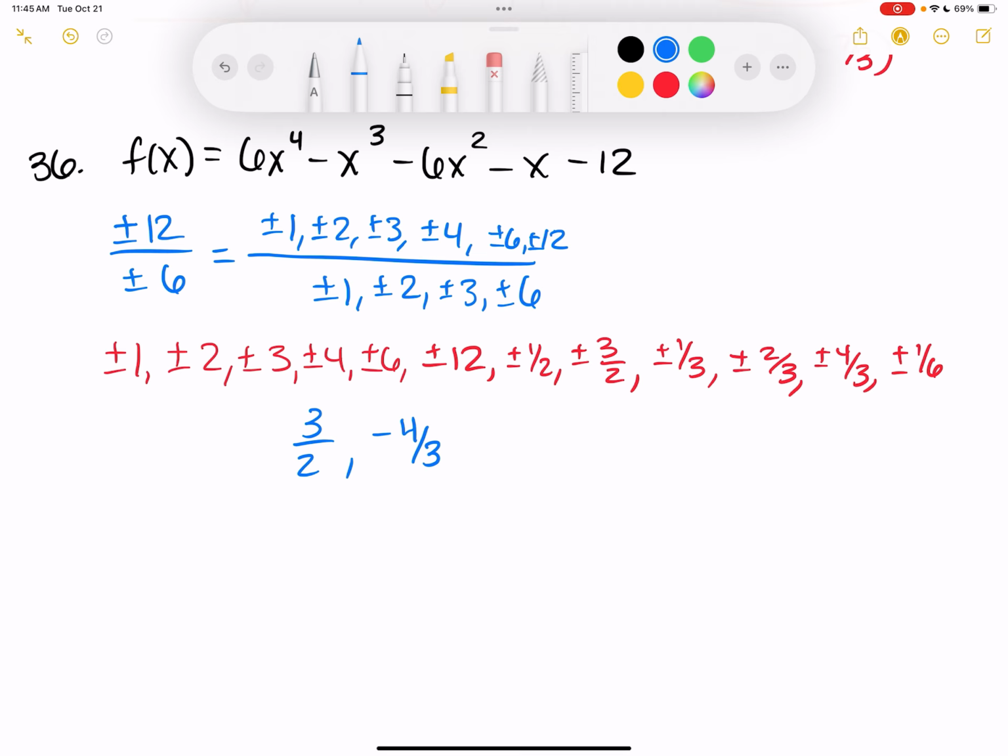All right, which one do y'all want to try first? 3 halves. All right, 3 halves. I'm not missing anything, so I'm good to just copy the numbers down.